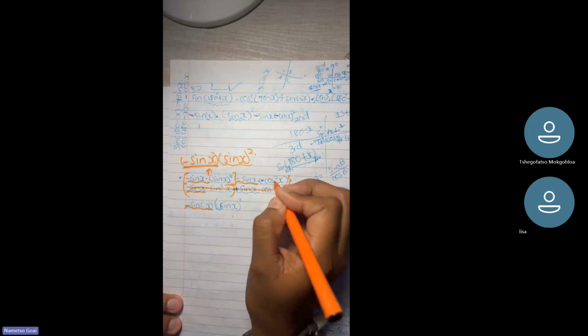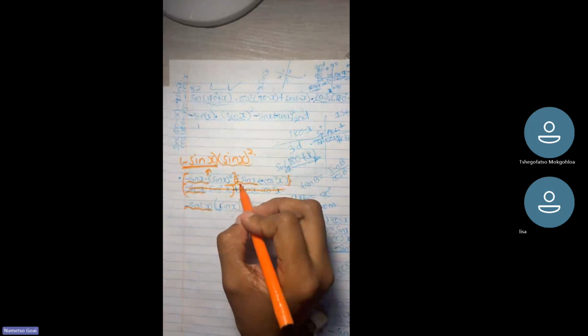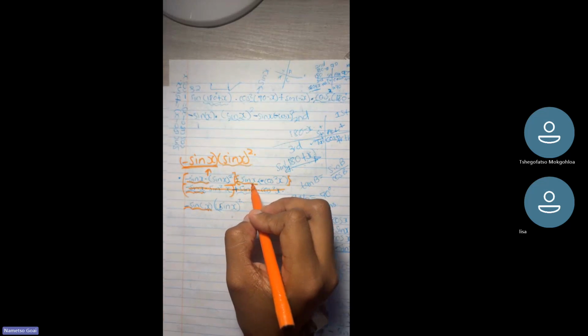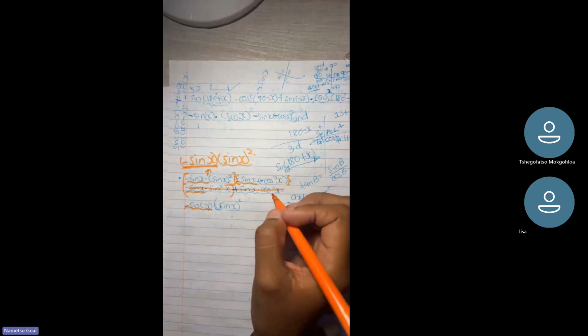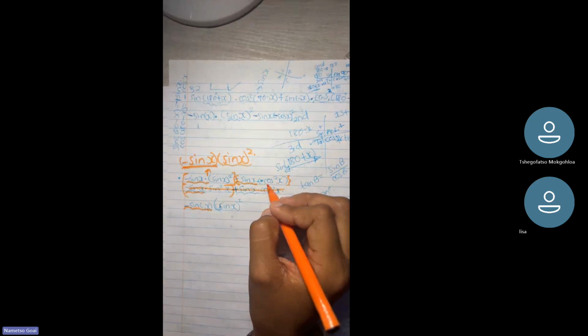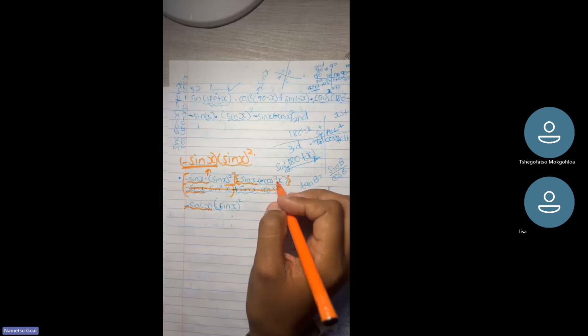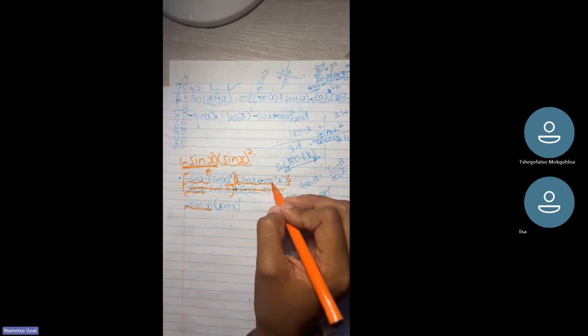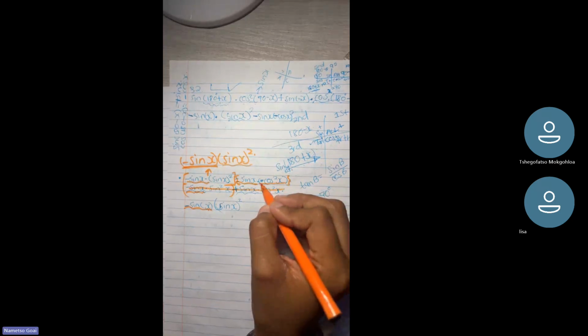Now, from the second term, which is this one over here, if we removed the negative sine x, what are we left with? We're left with the positive cos squared x, sorry. Are you with me? No, I don't understand.